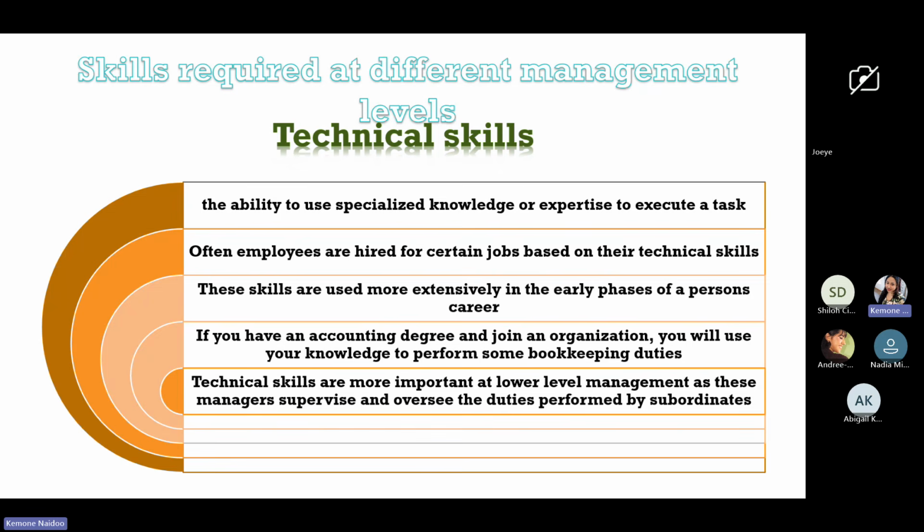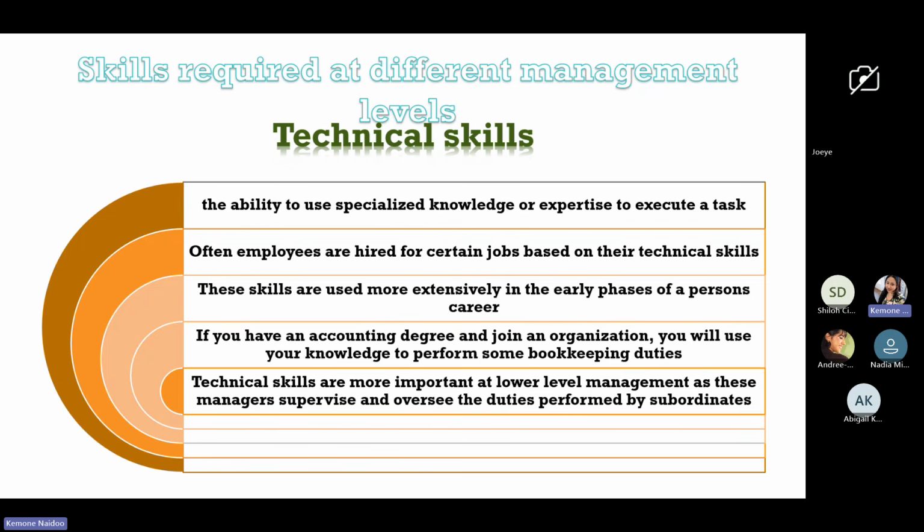And then technical skills. Okay, so with technical skills, this is having specialized knowledge. Now, I would advise that you learn the concepts of each of these. What is a conceptual skill? What is an interpersonal skill? What is a technical skill? Because these always get tested. Okay, you should know what these are and also how to provide an example of it.